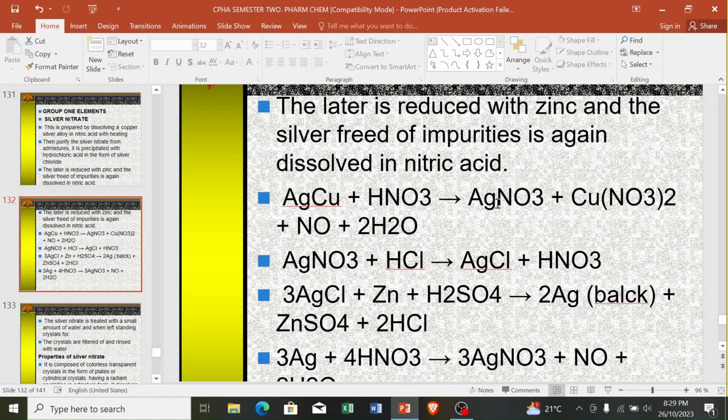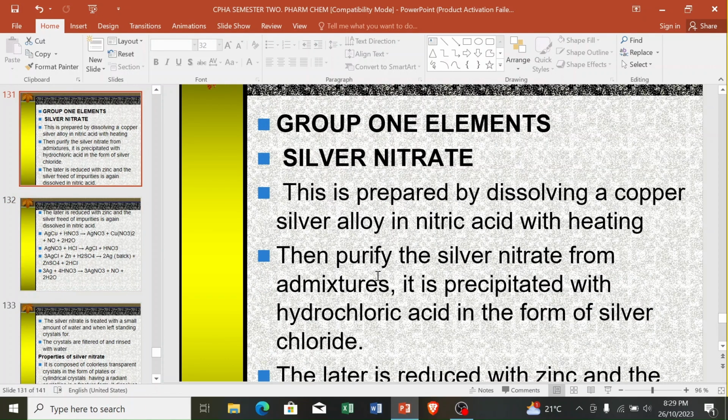Our main interest is silver nitrate, but we don't just stop here. If we stop here, we shall find a number of impurities, one of them being copper 2 nitrate, and then nitrogen monoxide and water. Since we have not reached the end point, we have to continue. We are going to separate out silver and prepare silver alone as a metal. That takes us to the second paragraph, where they say, then purified. Whatever we have prepared, whatever we saw in the equation, we are going to purify it.